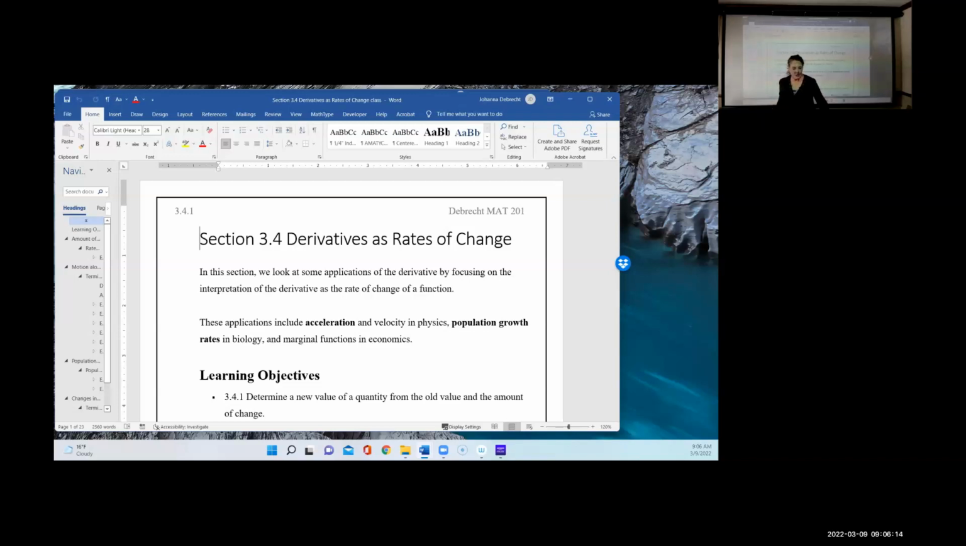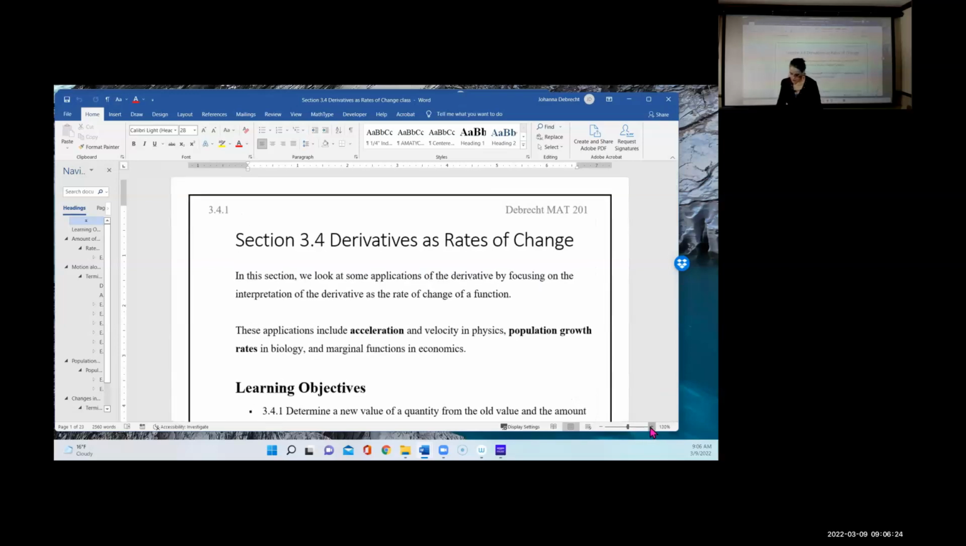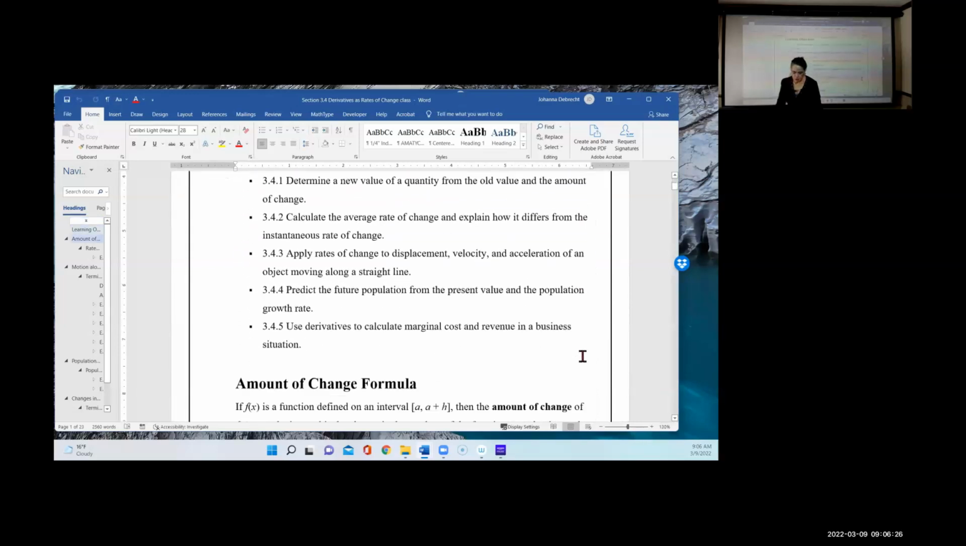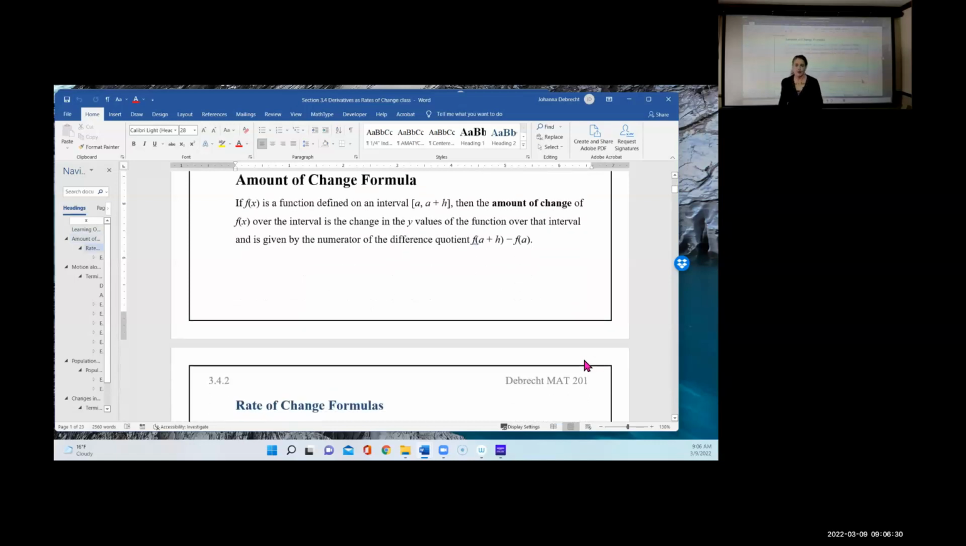And we're going to start with the amount of change formula. So let's take a look at the amount of change formula. This is something we're going to see later this semester as well. Towards the end of the semester, at the end of, I believe it's chapter 4, we talk about what's called the linear approximation function. And the linear approximation function is really just the tangent line itself, all right?